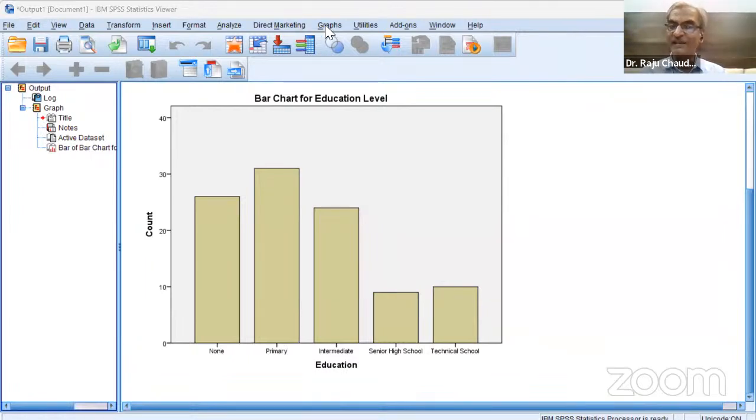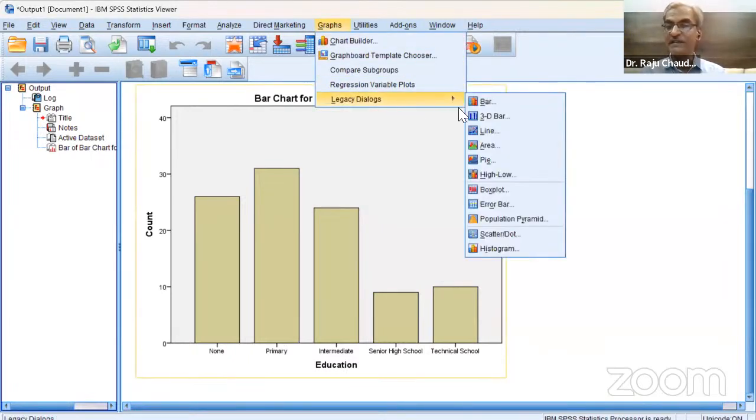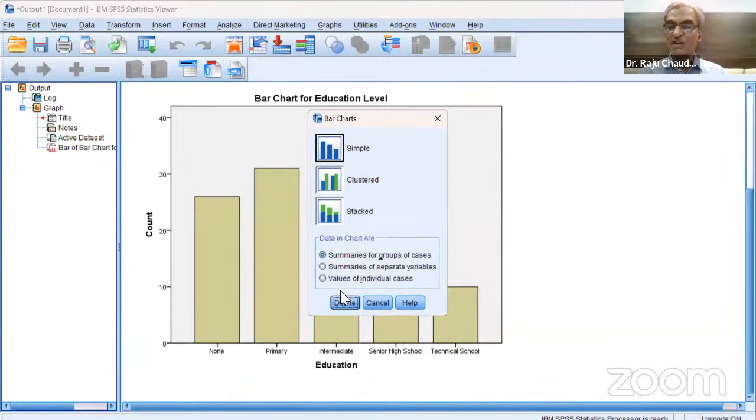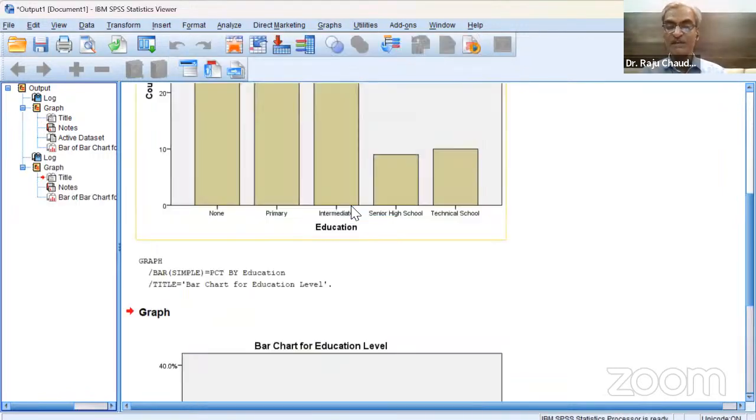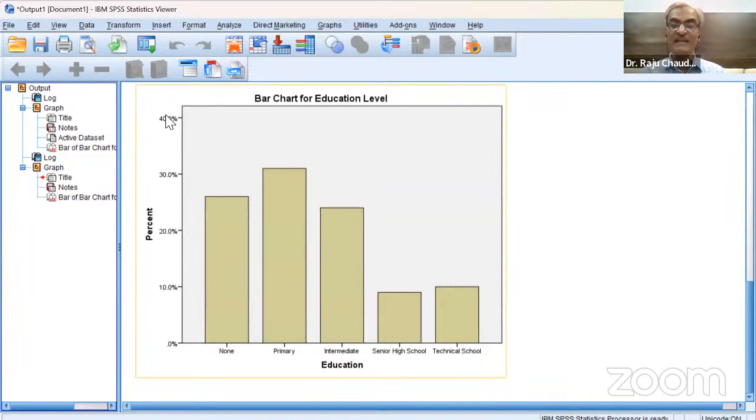If you do it again, for example, Graph, Legacy Dialogs, Bar chart, whatever we selected earlier is as it is. But right now, I don't want the number of cases, I want percentage. So just click on percentage of cases, click OK, and you can see the percentage along the y-axis. This is how you can create a simple bar chart.